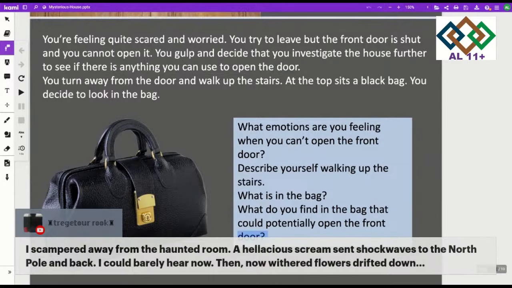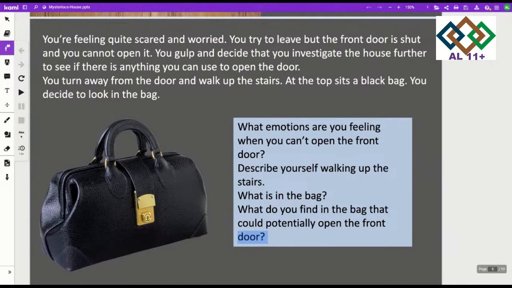Let's see what you have written. I scrambled away from the haunted home. A heron screamed, sent to the North Pole and back. I could barely hear now, then now whispered. That's a really good one.